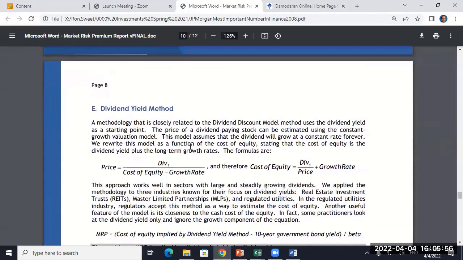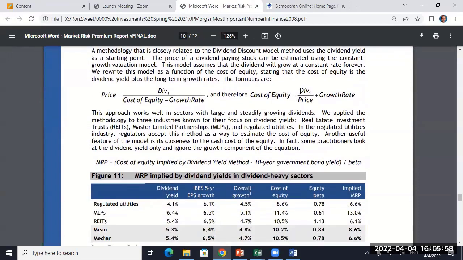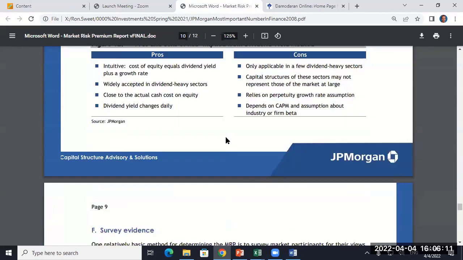And then a dividend yield model is essentially the dividend yield plus the growth rate. Isn't that what I said is the implied approach? That's what we expect stocks to make, right? The dividend yield plus the growth rate. And so that's the approach that we're going to use.